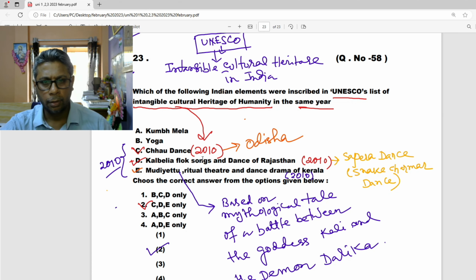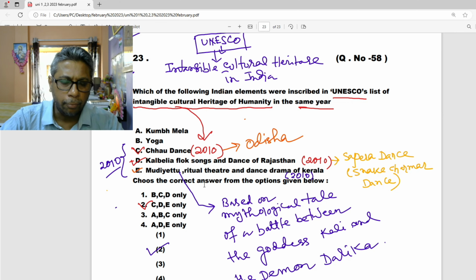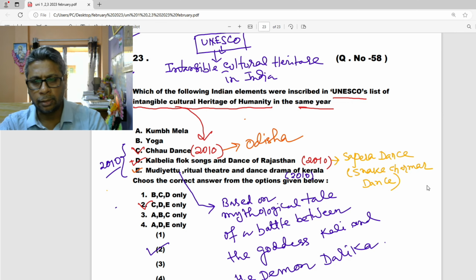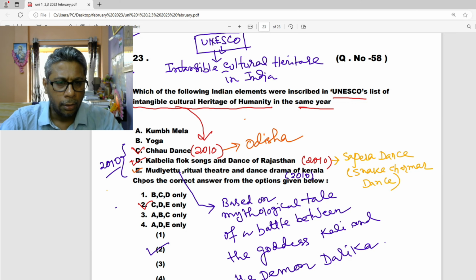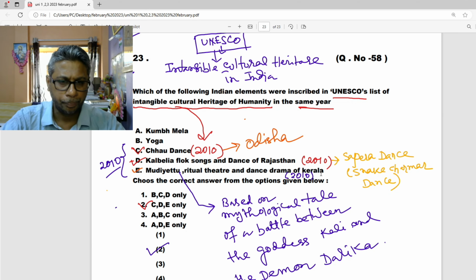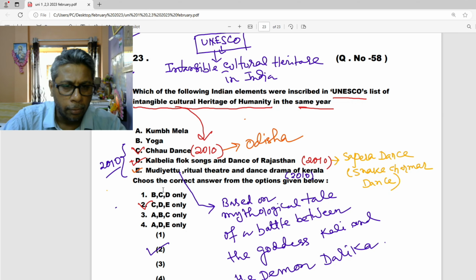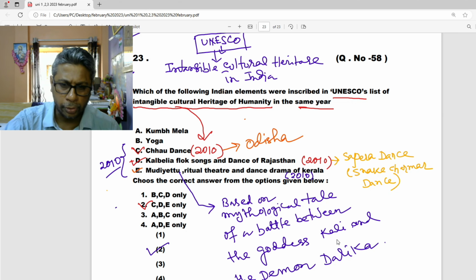Chhau dance is famous in Odisha. It was inscribed in 2010. Kalbelia folk song and dance of Rajasthan, based on the snake charmer dance of the Sapera, was also inscribed in 2010. And Mudiyettu, the ritual theatre and dance drama of Kerala, was also inscribed in 2010. This dance is based on the mythological tale of a battle between the goddess Kali and the demon Darika.